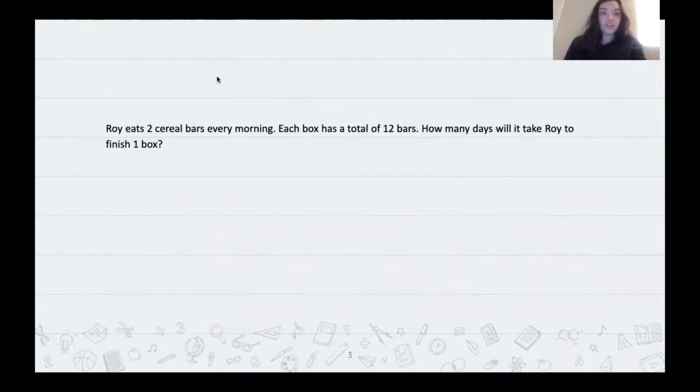But first, we're really going to break down the problem. This one says, Roy eats 2 cereal bars every morning. Each box has a total of 12 bars. How many days will it take Roy to finish 1 box? Well, first we need to know he has 2 cereal bars every morning. That's a really important piece of information. The next big piece of information is that there are a total of 12 bars altogether. Based on this information, we have to decide, is this multiplication or division?